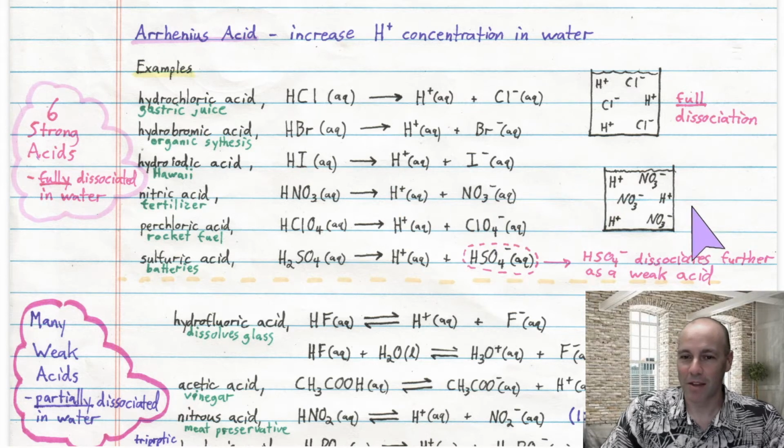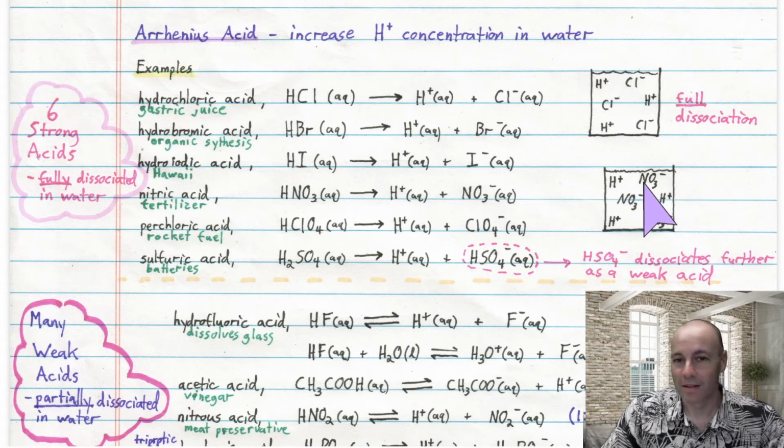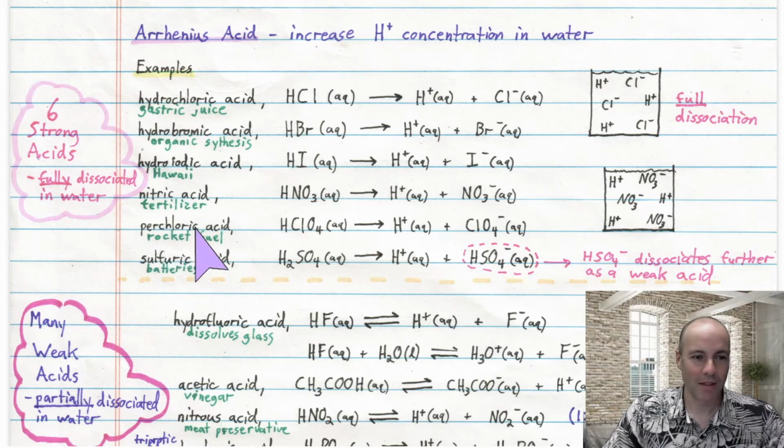You can visualize nitric acid right here. All of the protons are separated from the nitrate anions. Again, no molecules dissolved. They're all dissociated into their protons and anions because it's a strong acid. Perchloric acid is used in rocket fuel. Here's its chemical equation of dissociation.